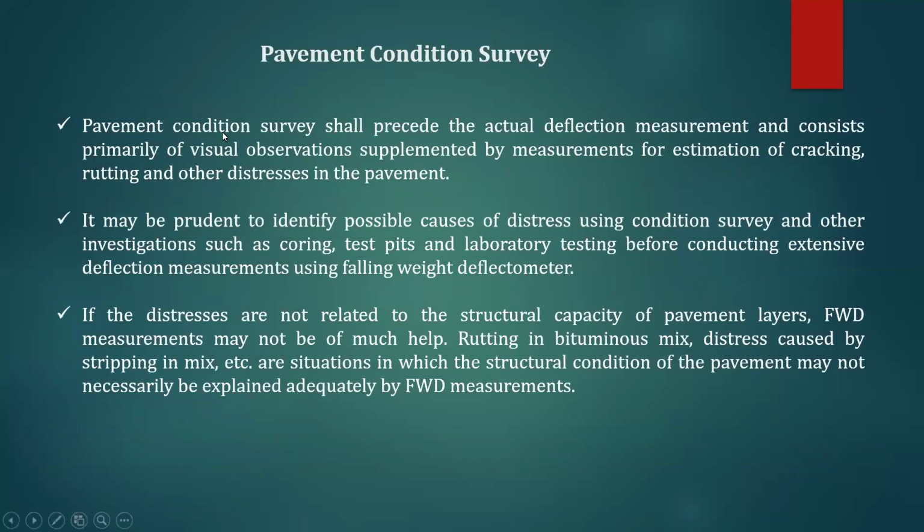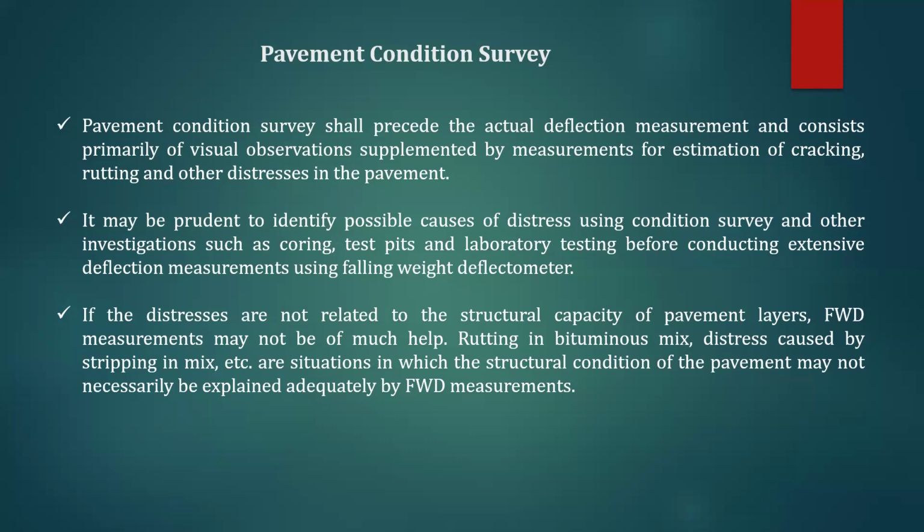Now, the pavement condition survey. The pavement condition survey shall precede the actual deflection measurement, and it consists primarily of visual observations supplemented by measurements and estimation of the cracking, rutting, and other distresses in the pavement. Pavement condition survey is very much important. So whenever we used to work for national highways or expressways, we used to walk in the olden days.